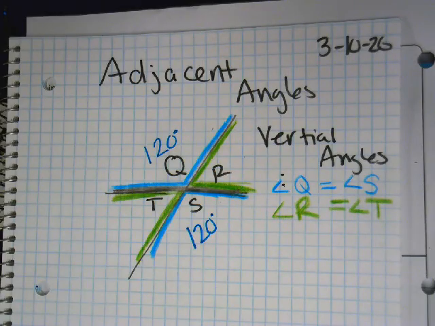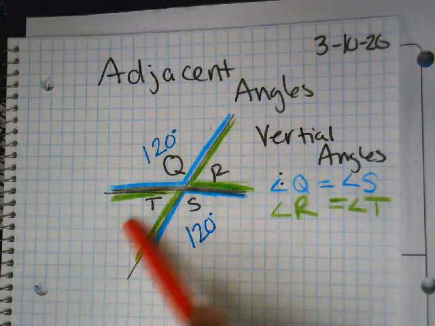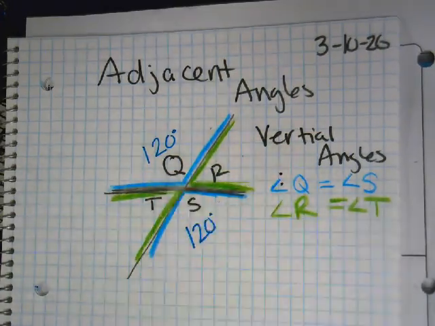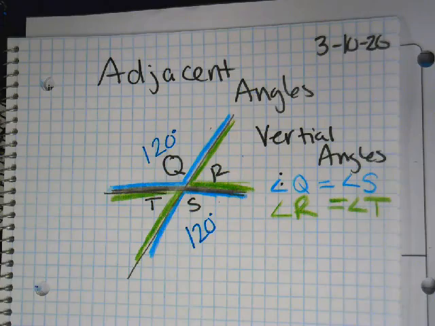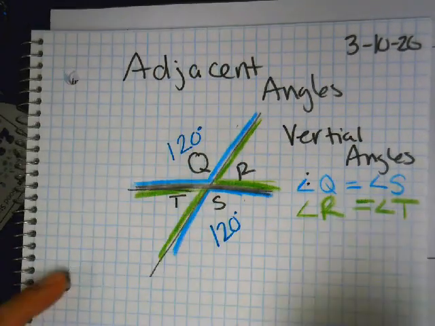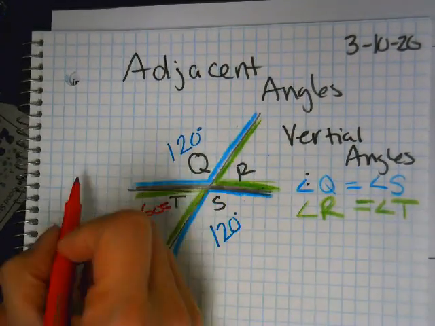All right, what's R or T? How do you know? You're right. How do you know? Because I minus 120.